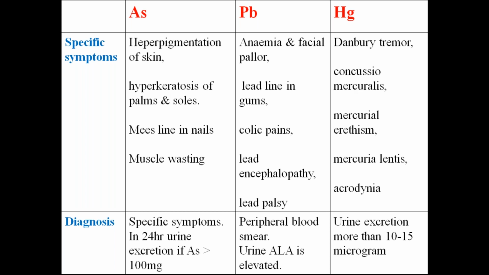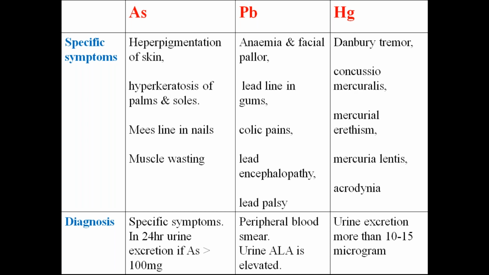Whereas in case of lead poisoning, we have anemia, facial pallor, lead line in the gums. There is abdominal pain, colicky pain. There is lead encephalopathy and lead palsy. Whereas in case of mercury poisoning, we have Danbury tumors, erethismus mercurialis, mercurial iritis, mercurialentis, and then acrodynia.